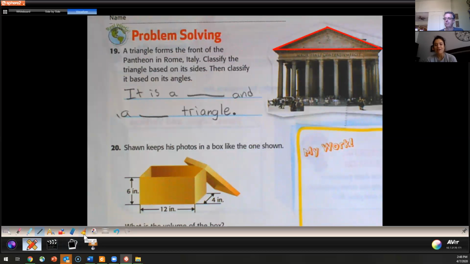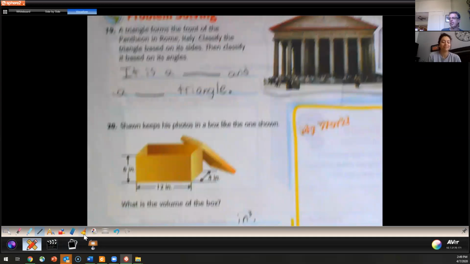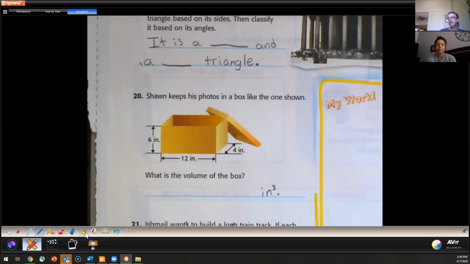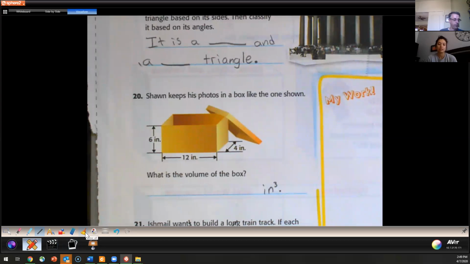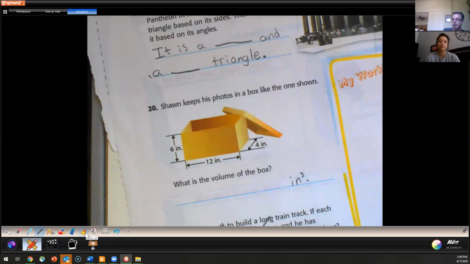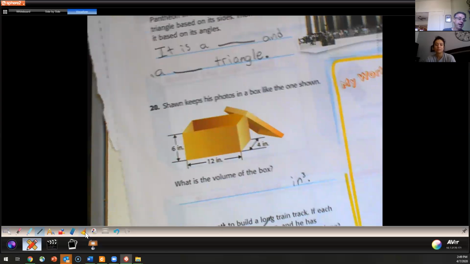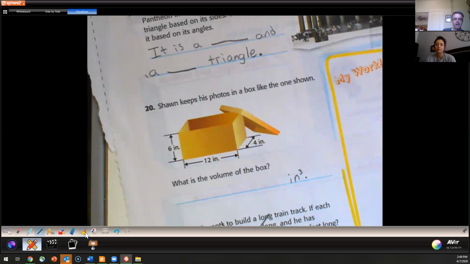All right, and now on to number 20. Okay, here we're talking about Sean. He keeps his photo in a box like the one shown. What is the volume of the box? And again, I want you to make sure that you use an answer sentence because we are going to be looking for answer sentences when you type in your answers on the actual test on Friday. So you might as well get in the habit of doing the answer sentences now so you're ready. Here the question is, what is the volume of the box?